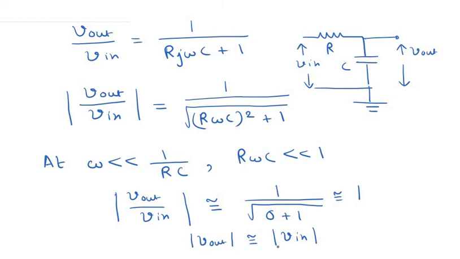When on the other hand this R omega C is much greater than 1, then in the denominator this R omega C would dominate over the term 1. Okay, so in that limit, when R omega C is much greater than 1, then this 1 here can be neglected with respect to R omega C. So let me write it here. Let me redraw the circuit.